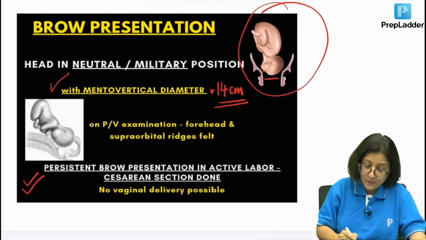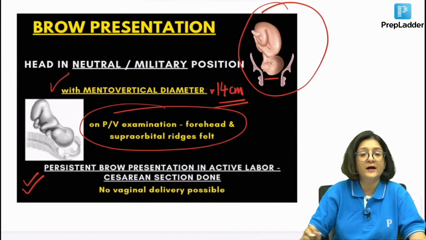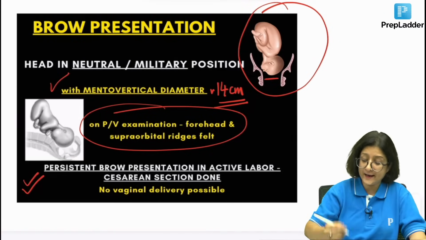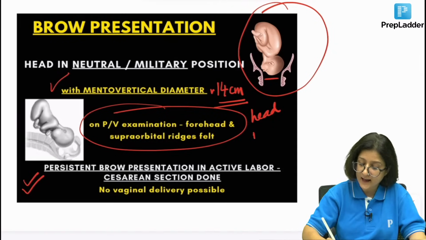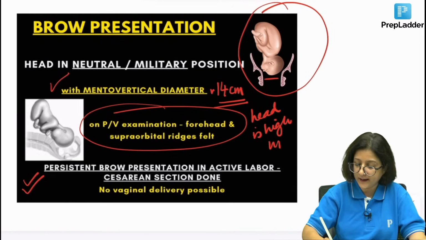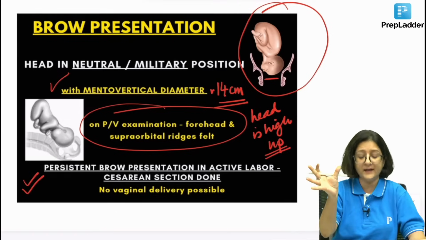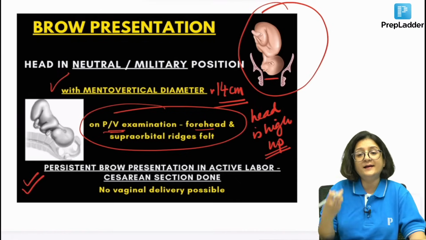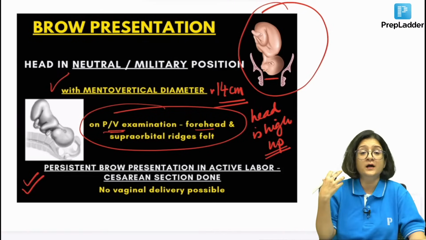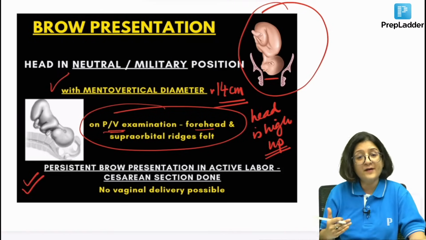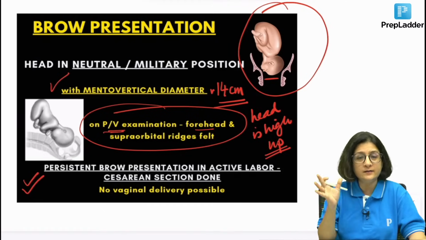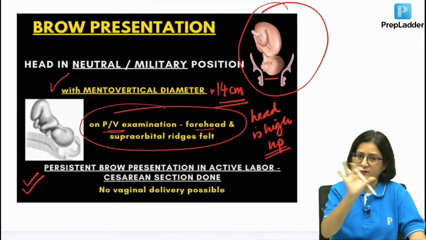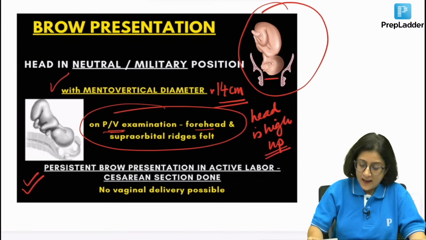And clues could be, on PV examination, what are you feeling? That the head is high up. It is unengaged, a free floating head. And on PV, all you're able to feel is the forehead and the supraorbital ridges. So these are 4-5 important pointers regarding the brow presentation. They can come with the image as well.